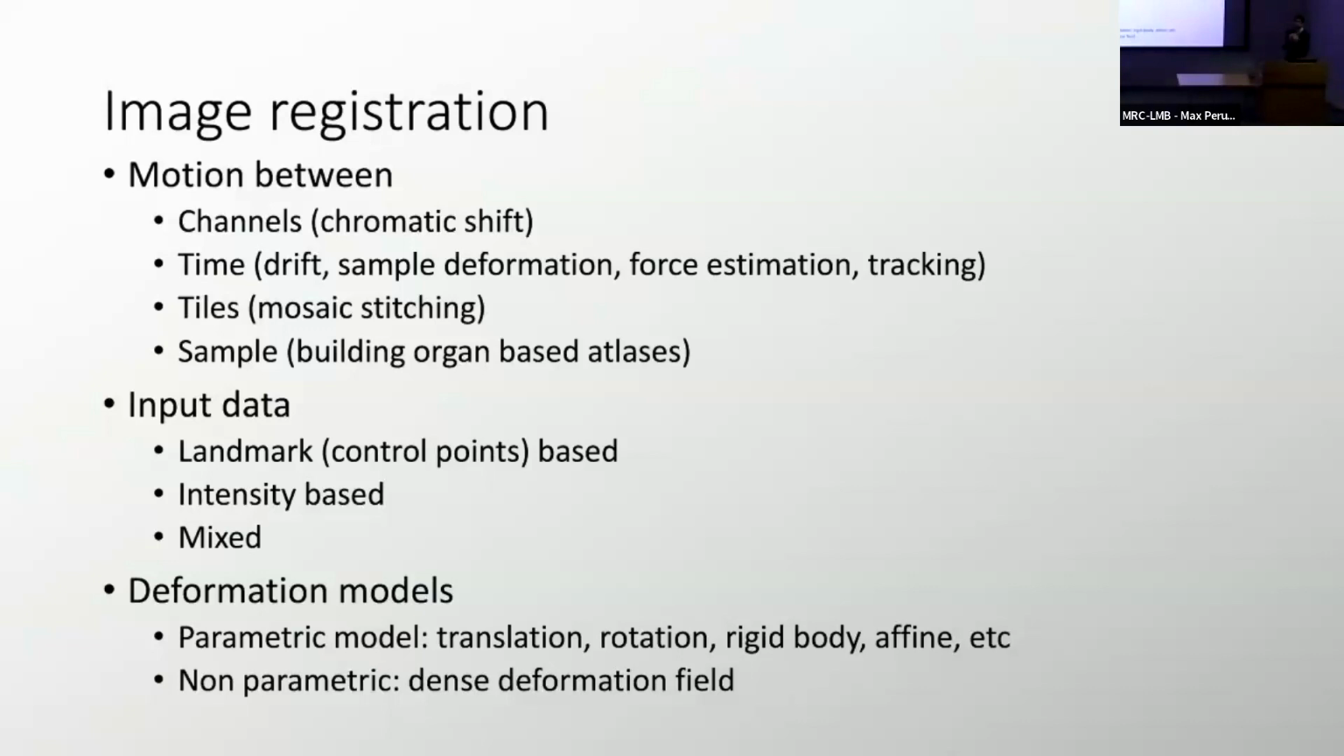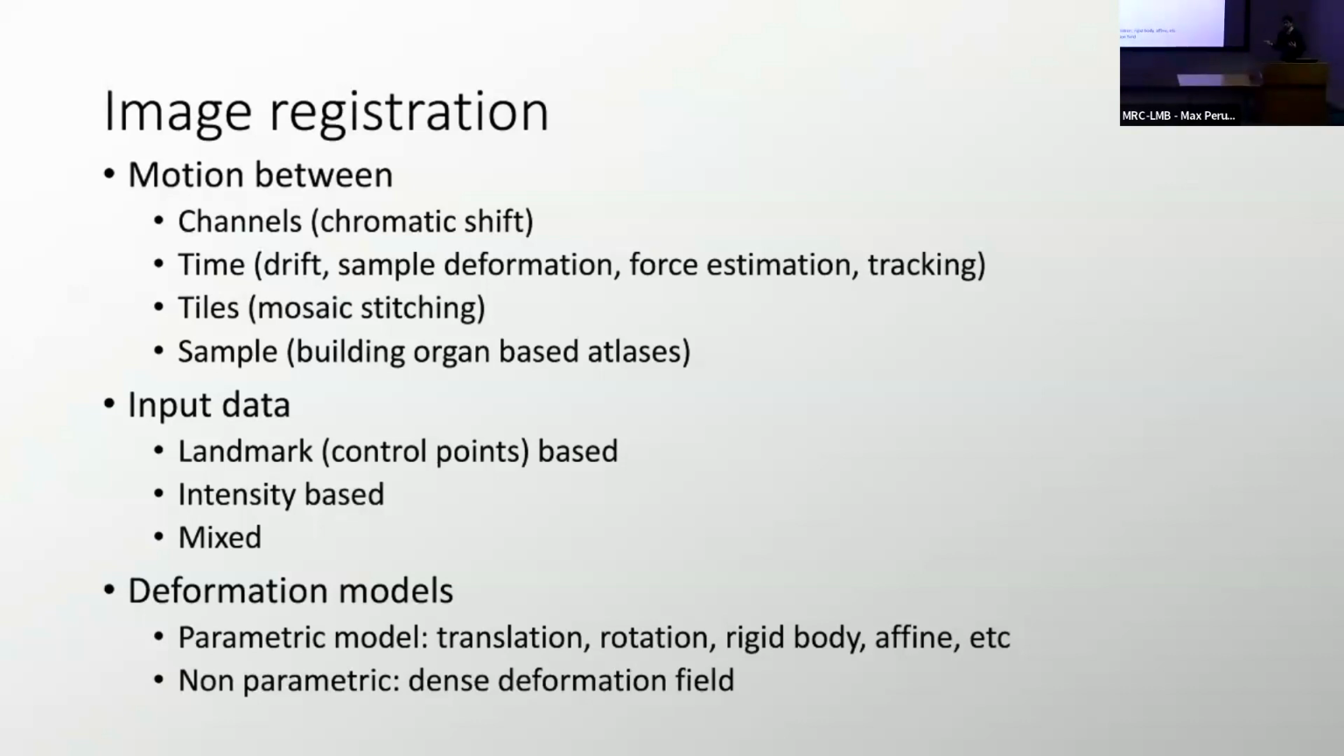Or you may want to do tiling. For tiling, you need to estimate the small error of motion when the stage went back to the same position, so you use overlapping pixels to adjust the tiling. You can also register full samples to an atlas, for example registering brains to a brain atlas. For this, you can use either landmarks, so little points or features of interest you have found or set yourself, or you can use directly the intensity, or a mix of the two.